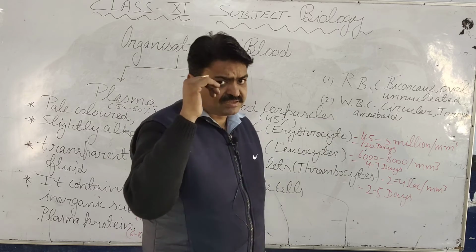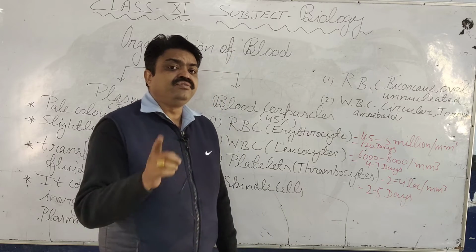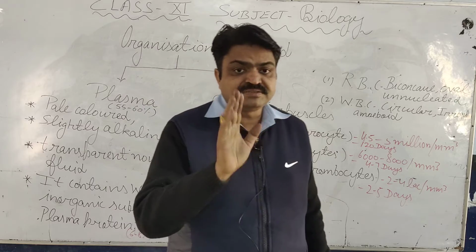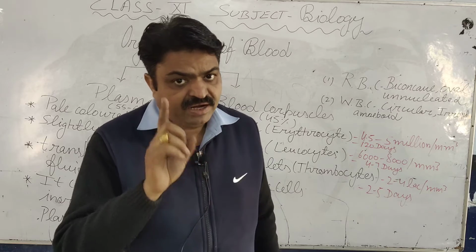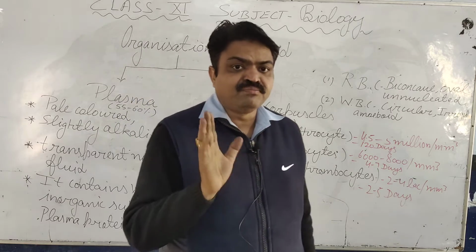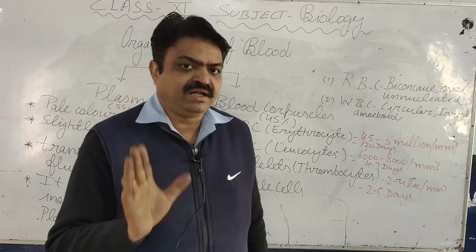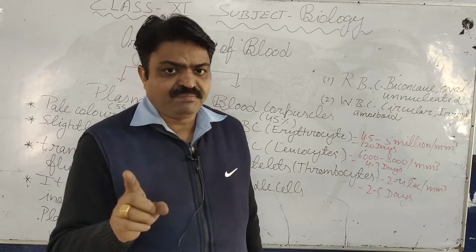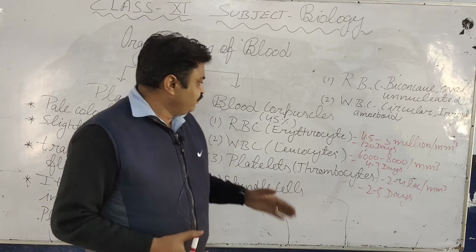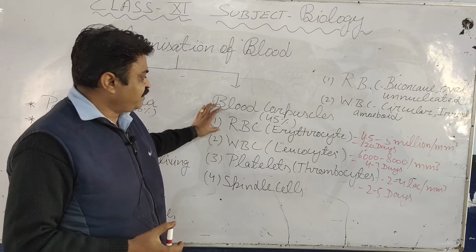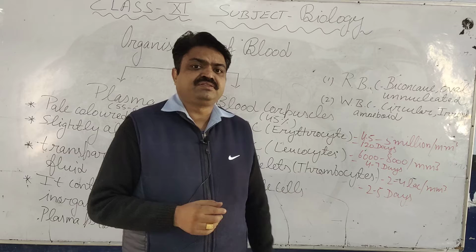And what is their shape? They have a biconcave, oval and unnucleated shape. It means the nucleus is absent in the RBC if we speak about the human, but in other vertebrates the nucleus may be found in the RBC. With this, the RBC, red blood corpuscles, is also known as erythrocyte, student. What do we call them? Erythrocyte.